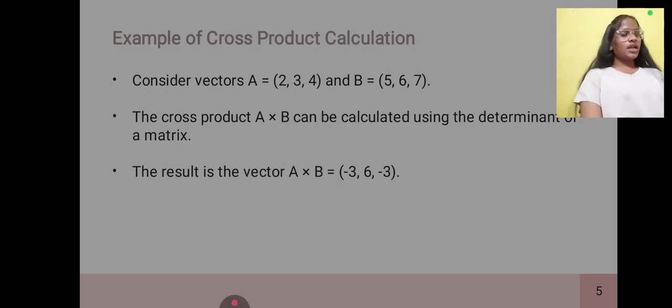Examples of cross product calculations. Consider vectors A equals (2, 3, 4) and B equals (5, 6, 7). The cross product A cross B can be calculated using the determinant of a matrix. The result is the vector A cross B equals (-3, 6, -3). You need to do this using the determinant of the matrix, where you take a matrix and put these inputs in there and you get the value (-3, 6, -3), or you can totally do it on the scientific calculator, which is easier to implement in the exam.